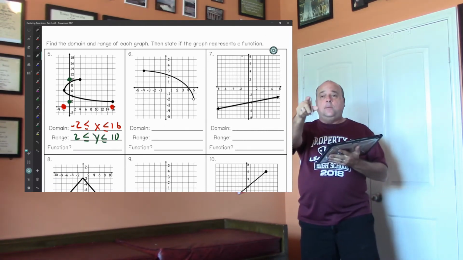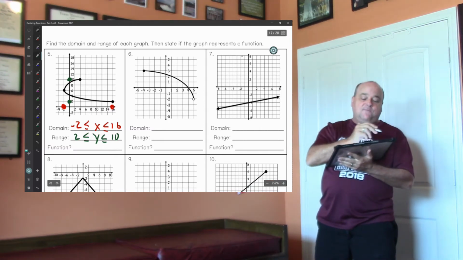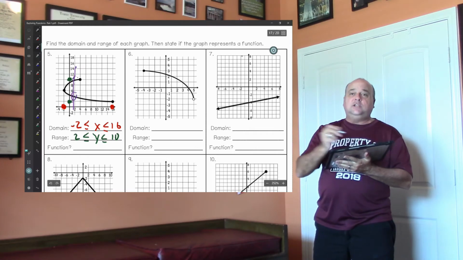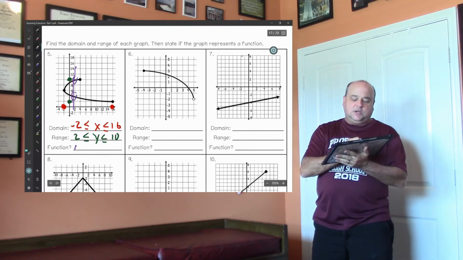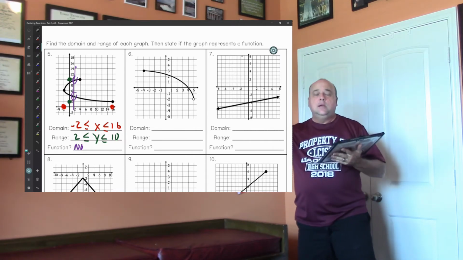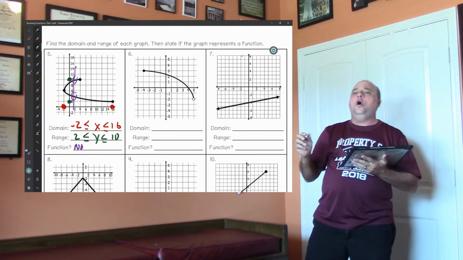Okay, so that's my domain and range. But would this be a function? If you draw a vertical line right through here, it crosses twice, would it? So this is not a function. Because the x's would repeat, wouldn't they? Let's keep going.